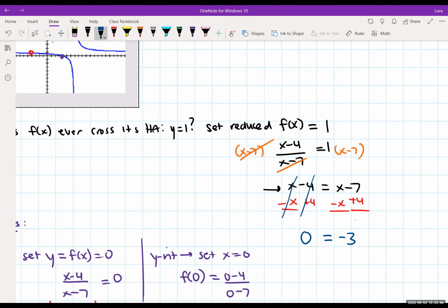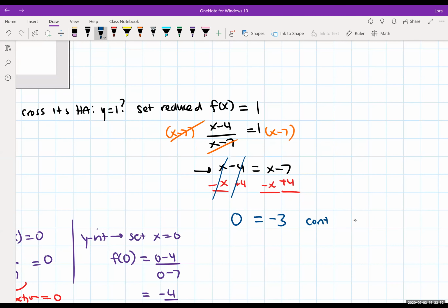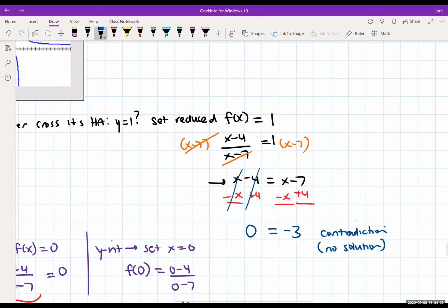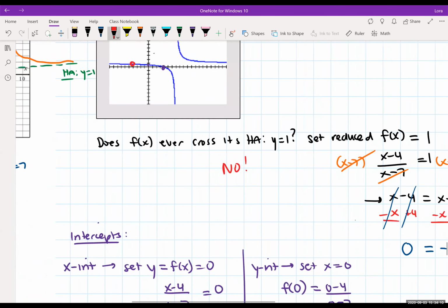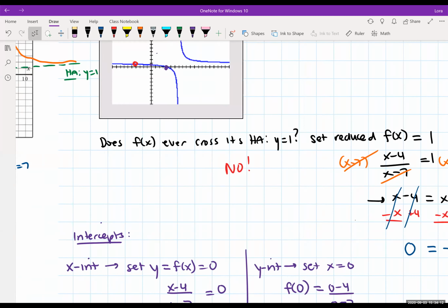And so right away, we got what we call a contradiction, which means we have no solution to this equation. If you get a contradiction, that means your answer to, does f of x ever cross its horizontal asymptote, is no. So you have further analyzed this and you're really clear about what they call end behavior. And later on in some of your future math classes, you'll call it behavior in the long run. It might be very interesting to understand whether it crosses its horizontal asymptote or not.